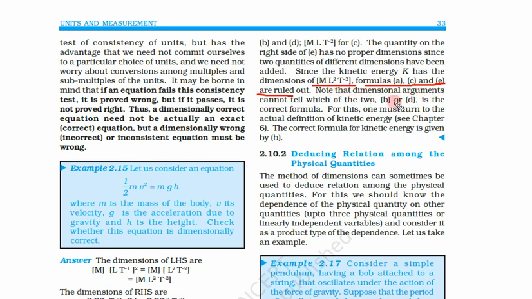Note that dimensional arguments cannot tell which of the two, B or D, is correct. So we have these two formulae, 1 by 2 m v square and 3 by 16 m v square. Dimensional analysis cannot tell the difference. For this one must turn to the actual definition of kinetic energy. So with the help of dimensional analysis we cannot tell which is correct, but at least we have reduced our complexity to a lesser number.